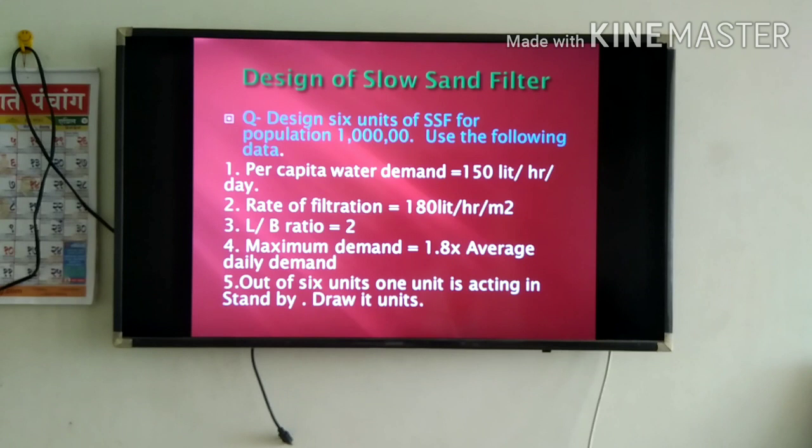Fourth, maximum demand is equal to 1.8 into average daily demand. Fifth, out of 6 units, 1 unit is acting as standby. Draw its layout. This is your given data.